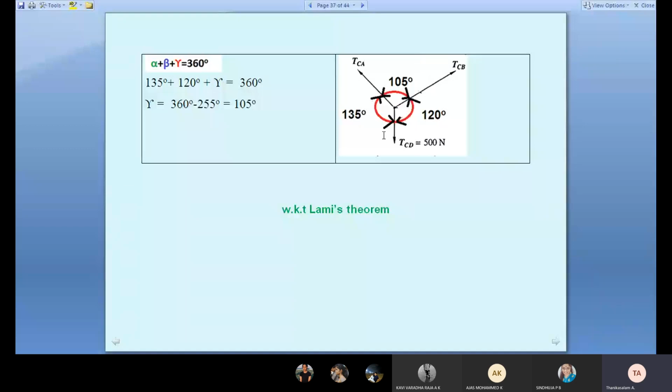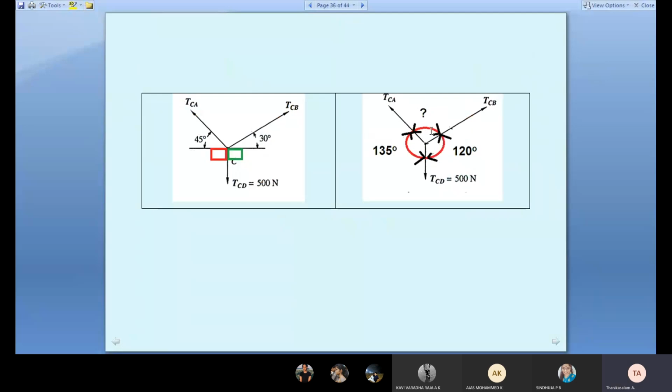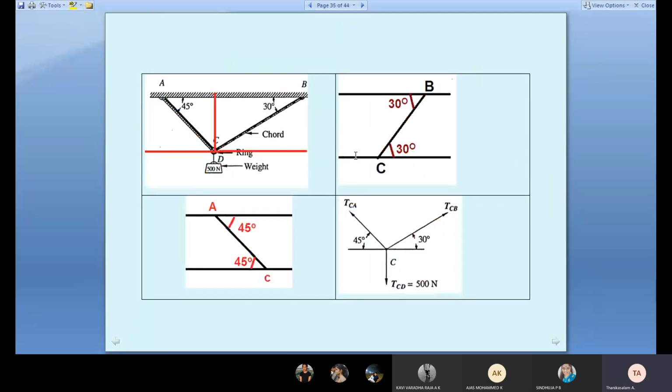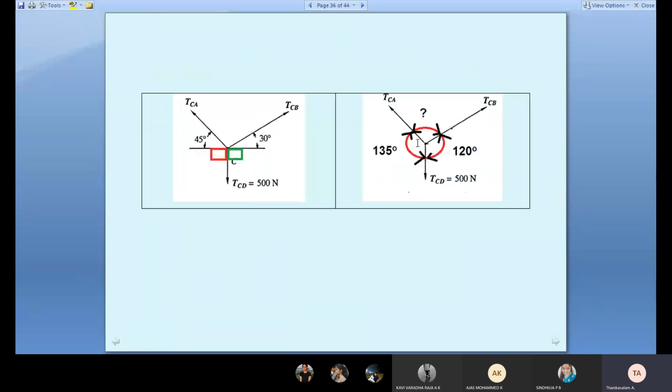So finally we arrived at this diagram. The similar problem we solved already; this is another problem with a different value. The given diagram like this, we converted into this one. How are we applying Lami's theorem? Why do we apply Lami's theorem? Only three forces are acting.